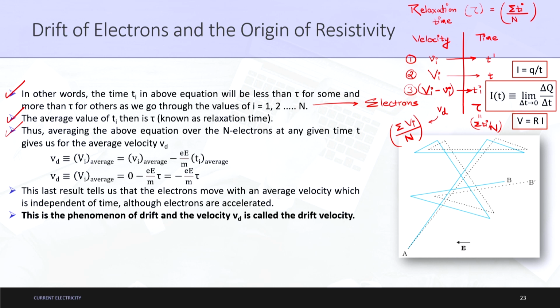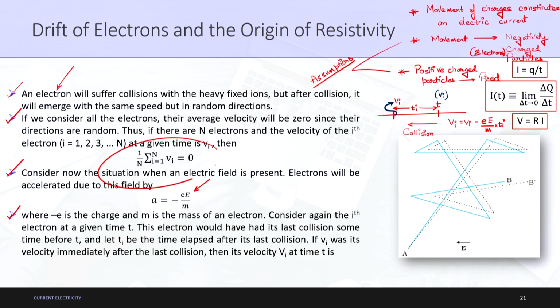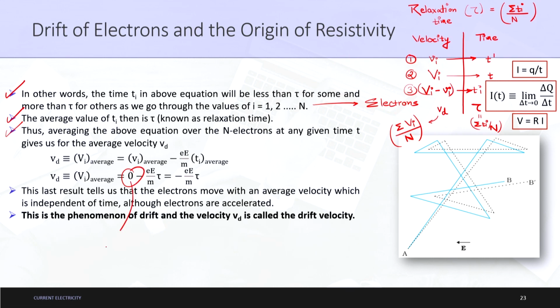This has already been explained: the average of the velocity small vi is always 0. I am using equation number 1 in this concept, and hence this is due to 1. Then we get minus small e capital E by small m into the average of Ti. I already explained that the average of Ti is nothing but small tau. Therefore, finally, Vd is minus small e capital E by m into tau, and this is the concept of drift velocity.